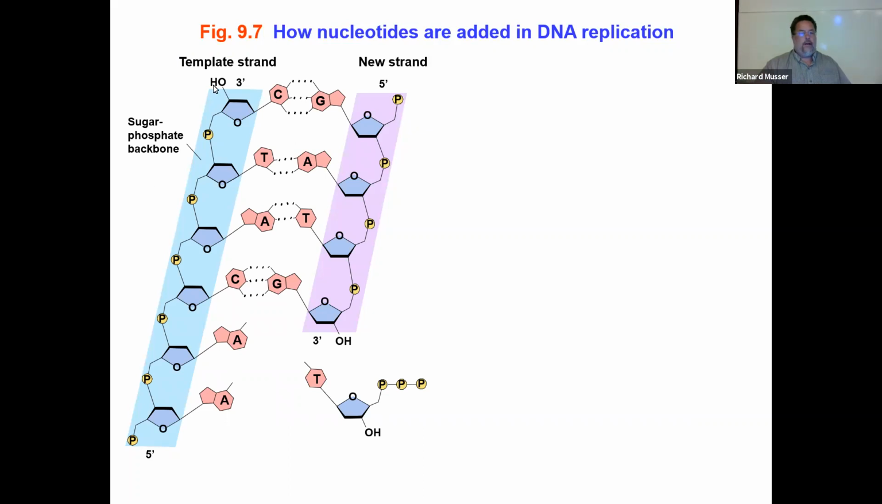Here's our template strand, and DNA is replicating. What happens is new nucleotides come in. After you've pulled them apart, these new nucleotides come in, and this thymine will attach to this guanine. Here we see thymine triphosphate. These two phosphates will get kicked out, and then this phosphate will attach to the hydroxyl end. Hydroxyl meaning OH.